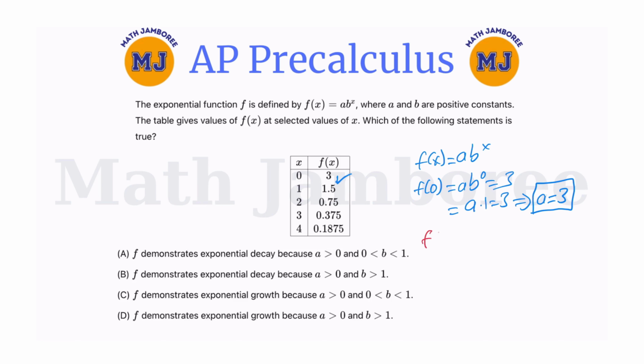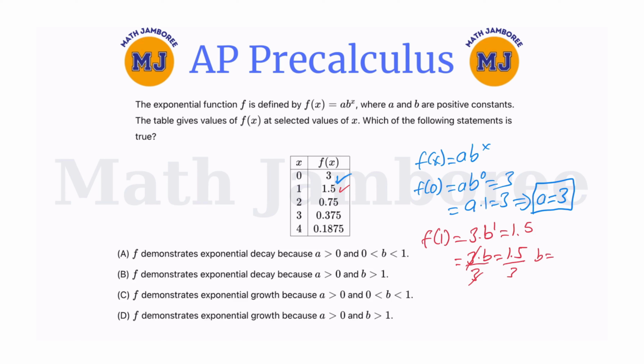But I'm going to use the second item, f of 1. Now, a is 3, so I can just substitute that. 3 times b to the power of 1 is equal to 1.5. So 3 times b is equal to 1.5. To get the value of b, we will divide both sides by 3.